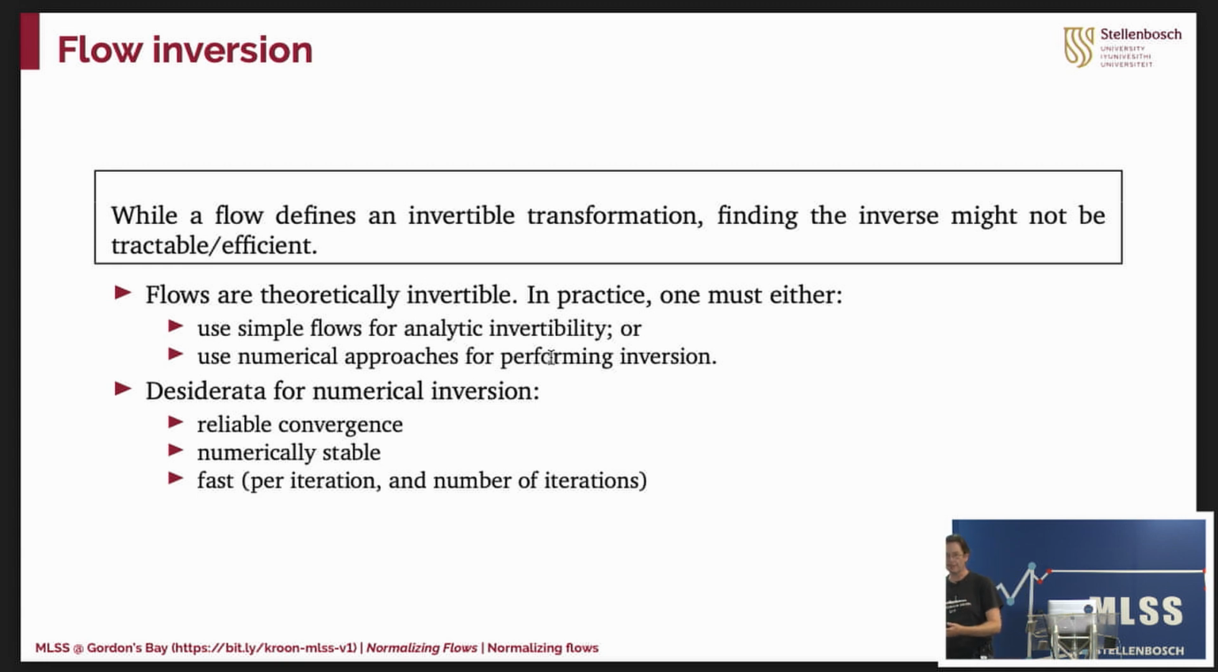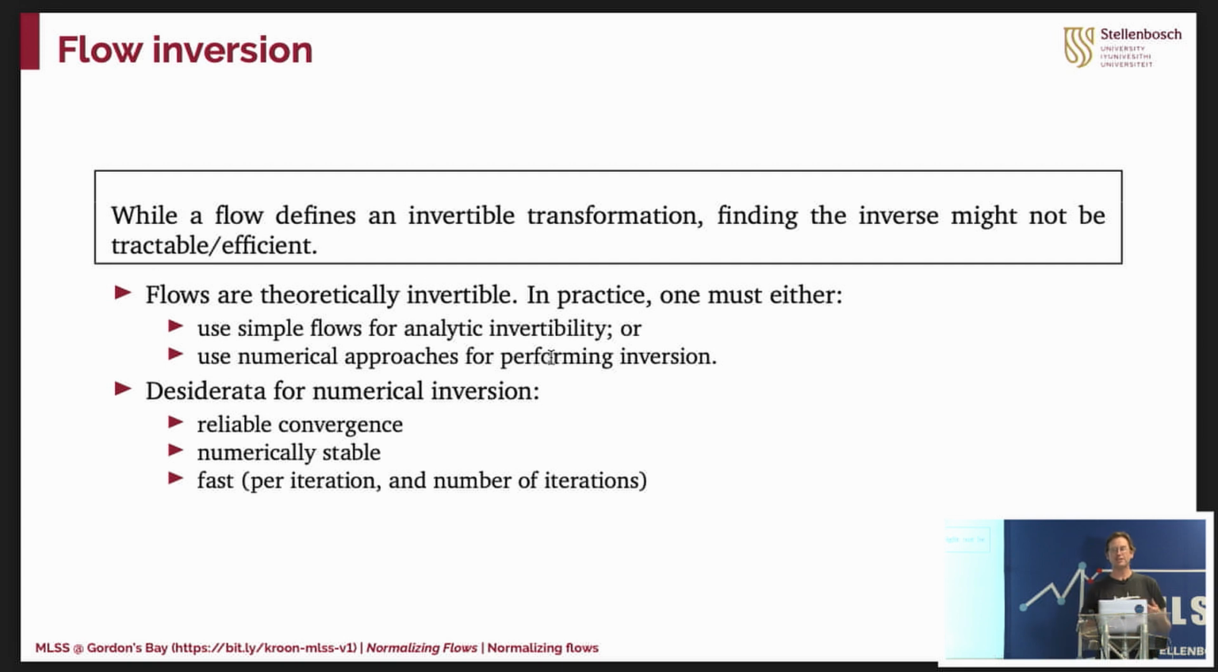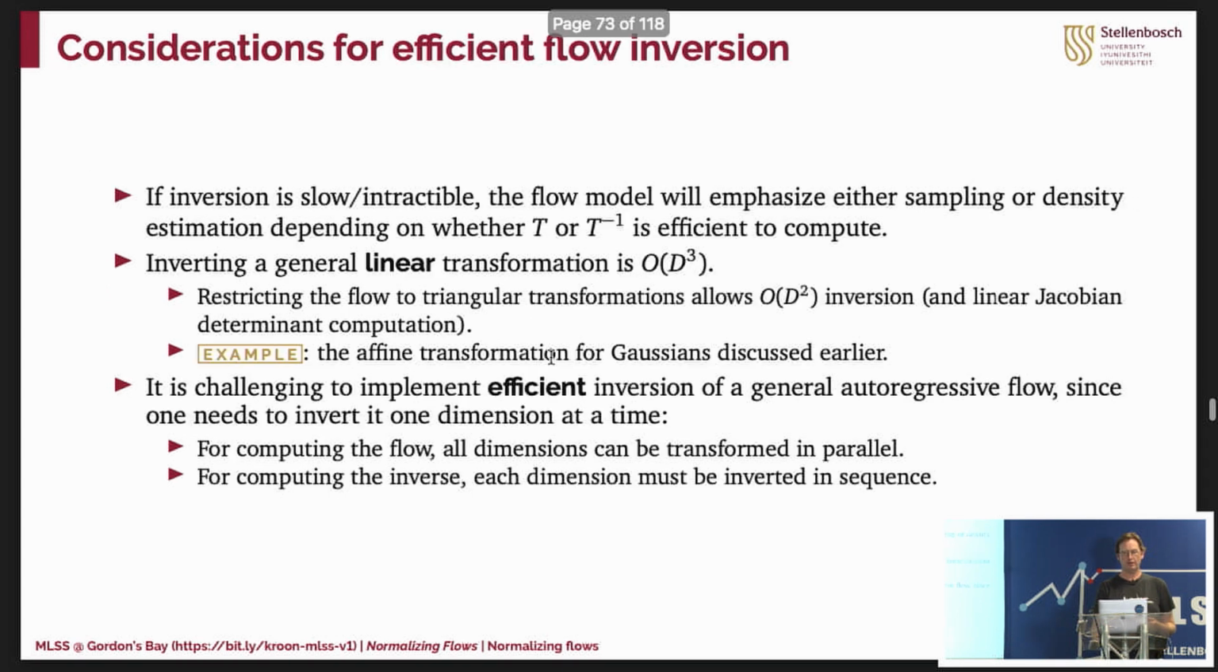It's usually an iterative technique. It can be fairly slow, but it gives us a way of getting the inverse at least. So when it comes to numerical inversion, we would like reliable convergence to the right inverse. We would like it to be numerically stable, and we would like to take few iterations and for each iteration to be fast.